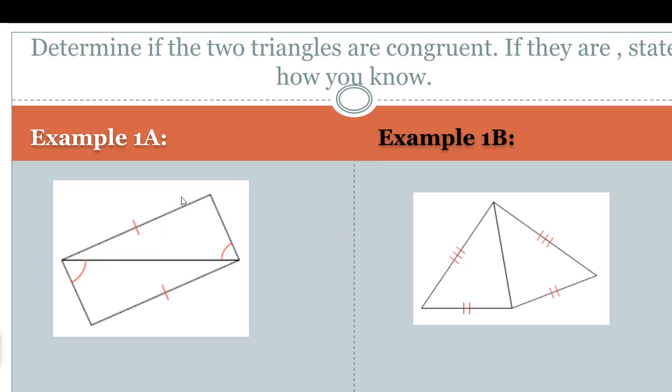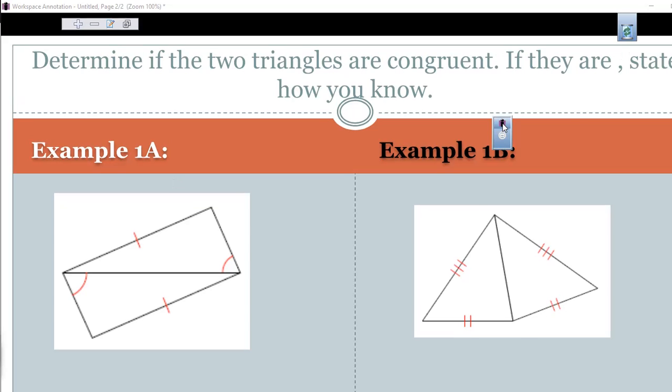There's always going to be some information that we're going to have to know on our own. For example, the reflexive property. The reflexive property is when two triangles share a common side. Okay, so by the reflexive property, this side is a part of both triangles, so we can say that this is a congruent side.